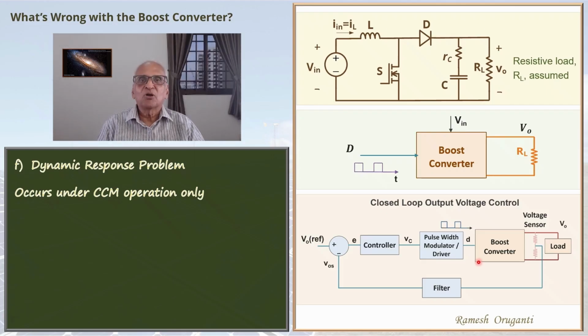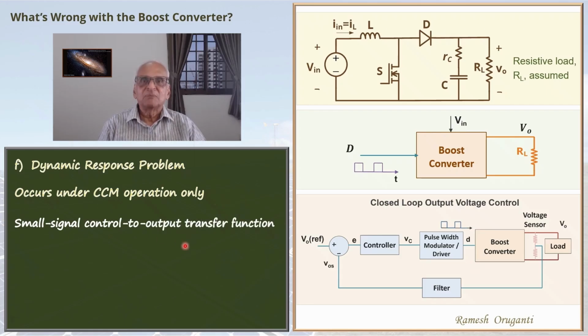Now let's see what we understand by the control to output transfer function of the boost converter. Consider a boost converter operating under CCM. It has an input voltage Vin and develops an output voltage V0 and feeds it to the load. The duty cycle is capital D. The DC output voltage is capital V0. The converter is operating under steady state.